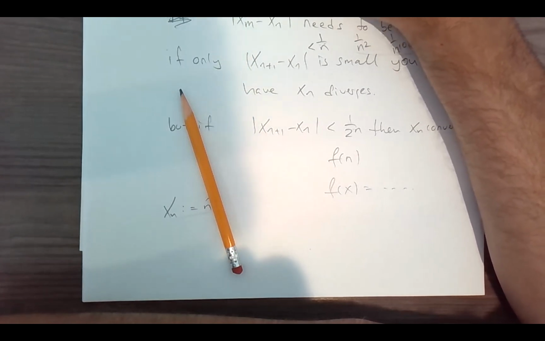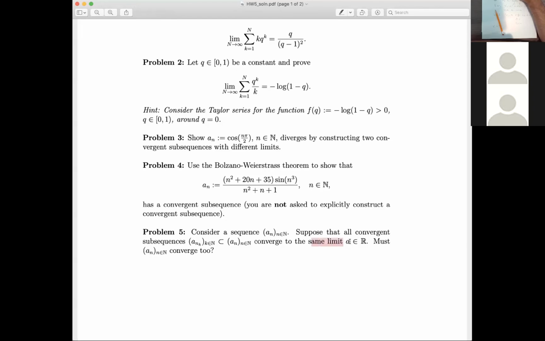It doesn't say that it converges. It says that it converges to the same limit a in R, right? And infinity is not inside R. Oh, I see. Okay. Yeah. Okay. Thank you.